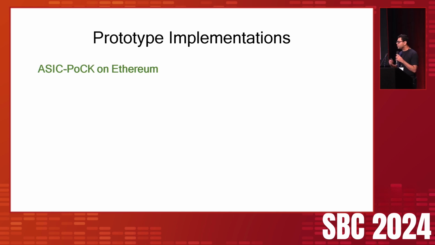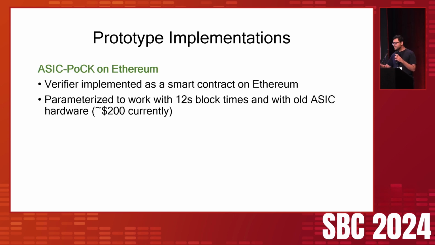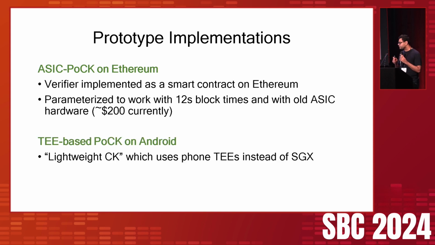So we have a couple of prototype implementations. The first one, for the ASIC, we implemented a verifier as a smart contract on Ethereum, and we parameterized it to work with the 12-second block times on Ethereum, and also with old ASIC hardware, which still turns out to be significantly faster than even thousands of machines running a CPU. We also implemented a lightweight version of our TE-based solution on Android devices. So instead of using SGX, which may not be commonly available to all users, this uses the Android phone TEs for the same purpose.